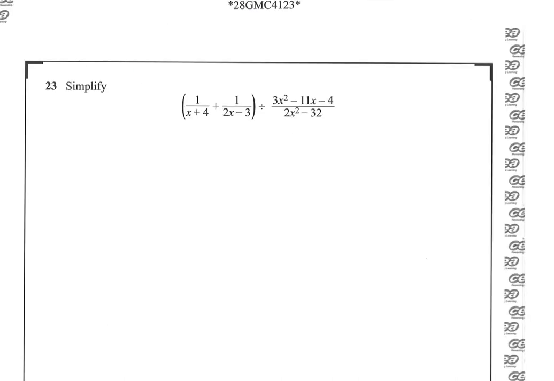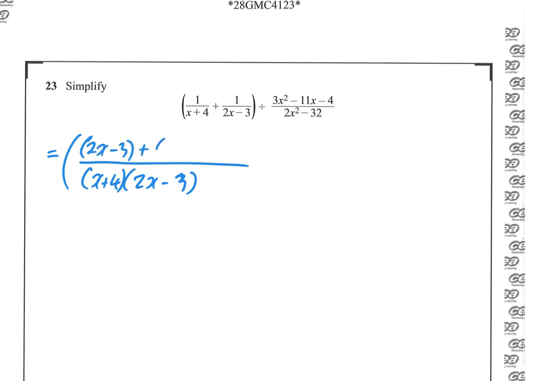Okay, we've made it. We're at the last question. So first thing you want to do here, we want to simplify this. So in the bracket bit, we want to take a common denominator. Common denominator is going to be x plus 4 upon 2x minus 3. The top line is going to be 2x minus 3 plus x plus 4.